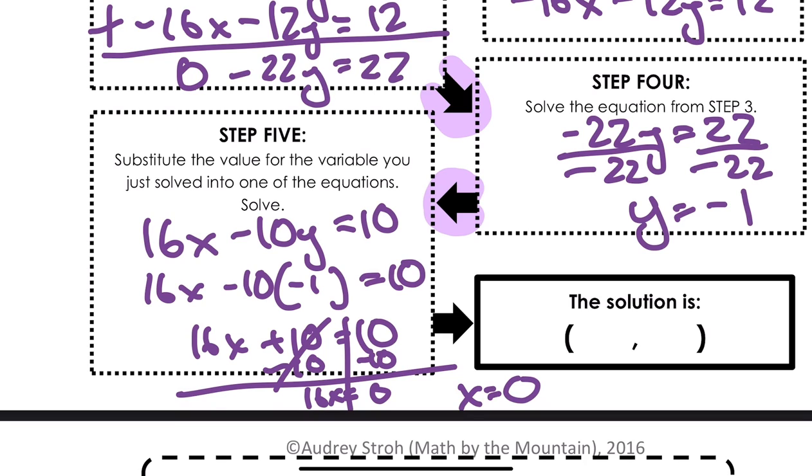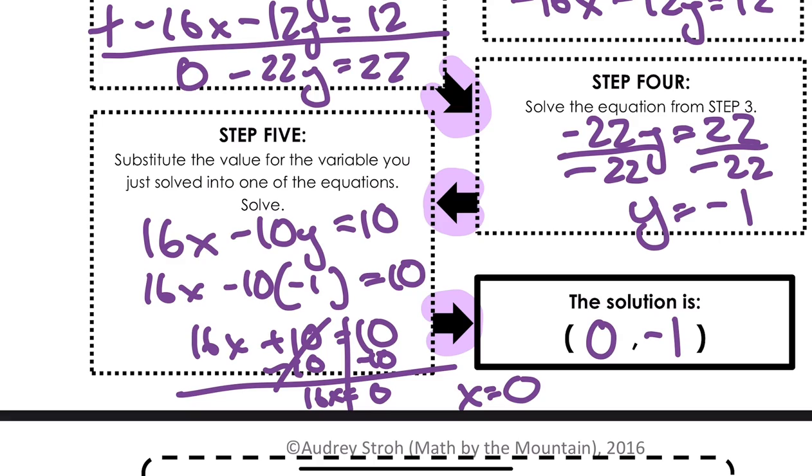Kind of skipped one step there. That's just because I ran out of space. But we've done solving so many times before. Hopefully we are there and understand how that worked. Okay. Last thing we have is going to be the solution. So the solution is going to be our x and our y value. Our x was 0, our y was negative 1, so we got 0, negative 1.